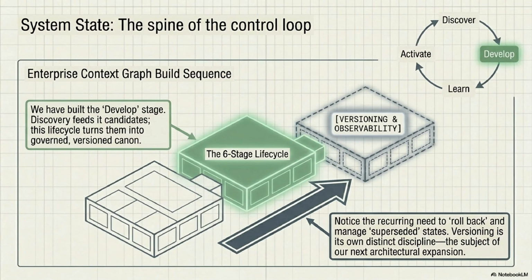Where we are. We've built the develop stage, the spine of the control loop. Discovery feeds it candidates. The lifecycle turns them into governed, versioned canon. We kept saying version and supersede it and roll back. That's not an accident. Versioning is its own discipline, how you roll back and how you detect when two systems disagree because they're on different versions. We pick that up in episode 12, when we put 3 lines of defense around the whole graph.